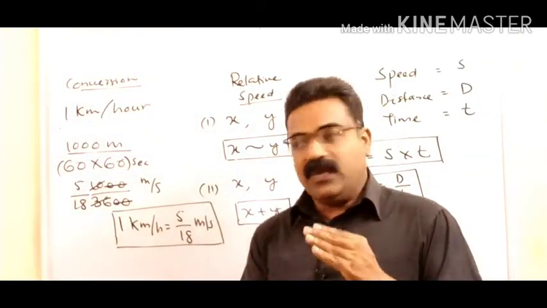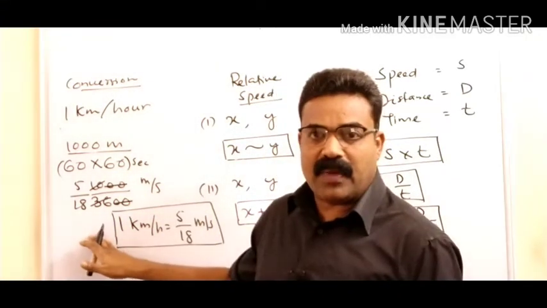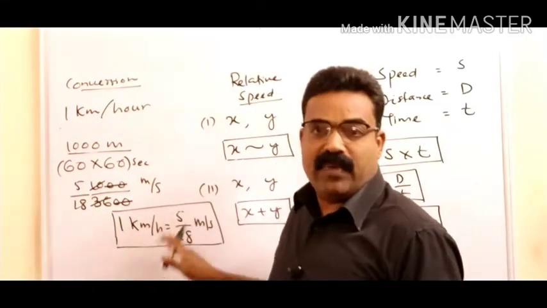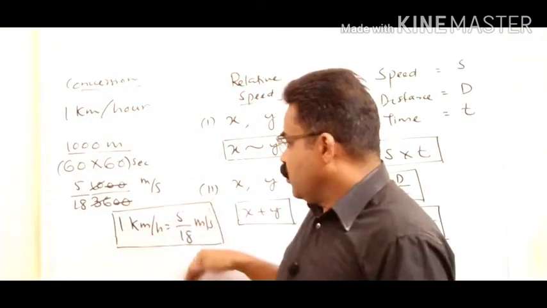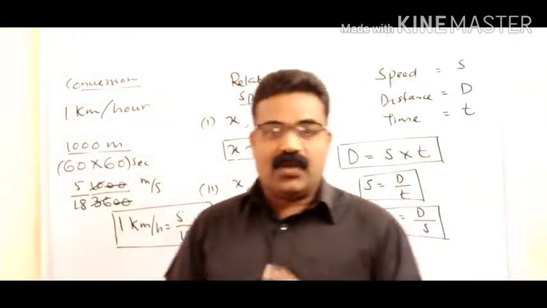Similarly, if you want to convert from meter per second back to kilometer per hour, then you have to multiply by 18 by 5. So 5 by 18 and 18 by 5. Symbol opposite, that is called reciprocal. Okay, so conversion is what?